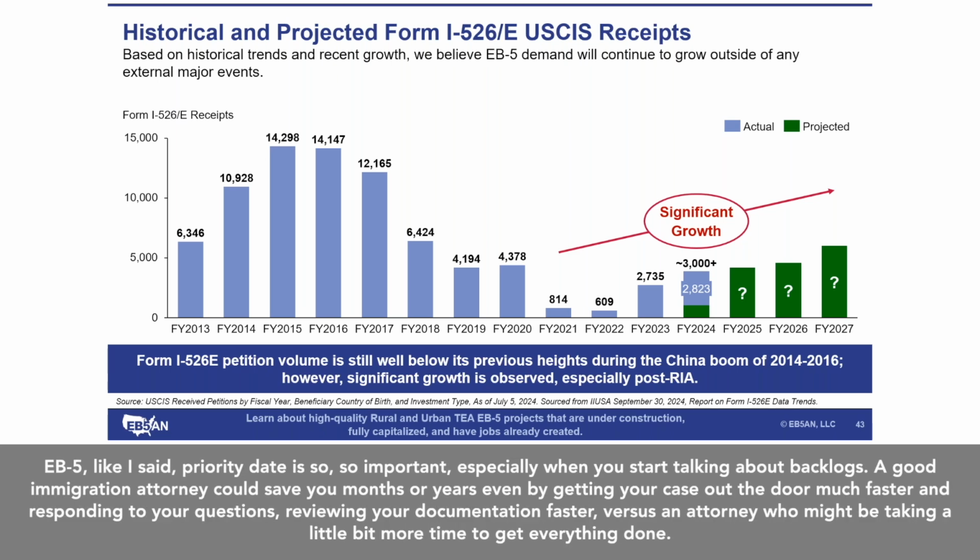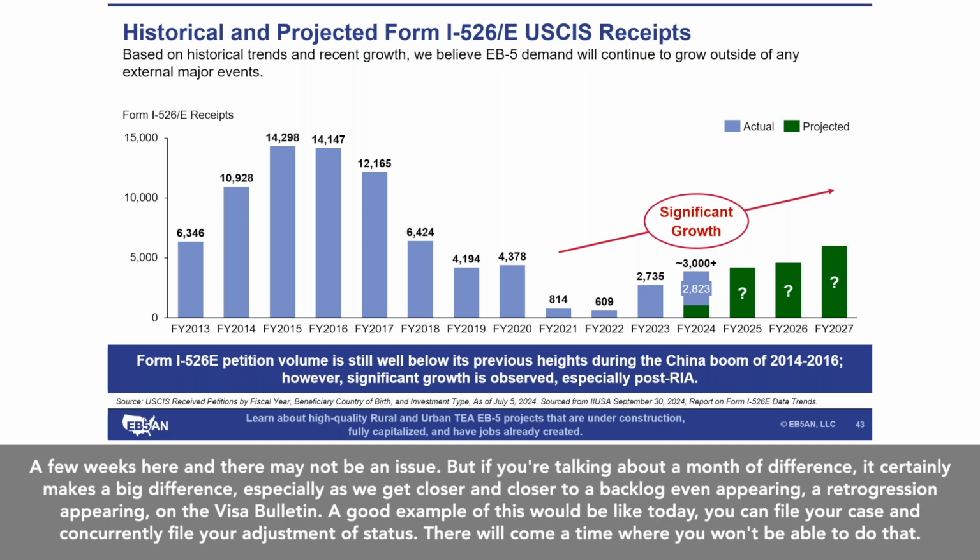EB5, like I said, priority date is so important, especially when you start talking about backlogs. A good immigration attorney could save you months or years even by getting your case out the door much faster and responding to your questions, reviewing your documentation faster versus an attorney who might be taking a little bit more time to get everything done. A few weeks here and there may not be an issue, but if you're talking about a month of difference, it certainly makes a big difference, especially as we get closer and closer to a backlog even appearing, a retrogression appearing on the visa bulletin.